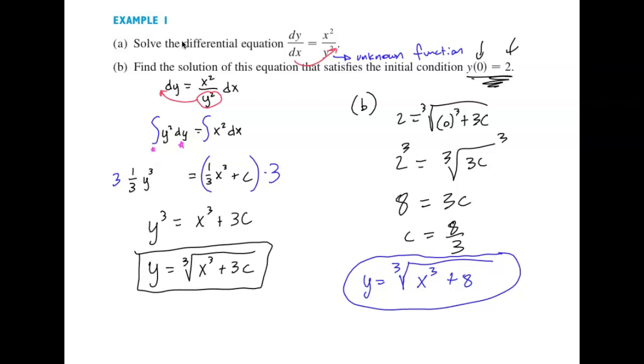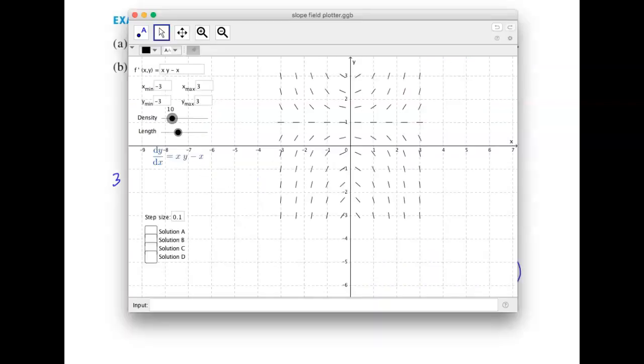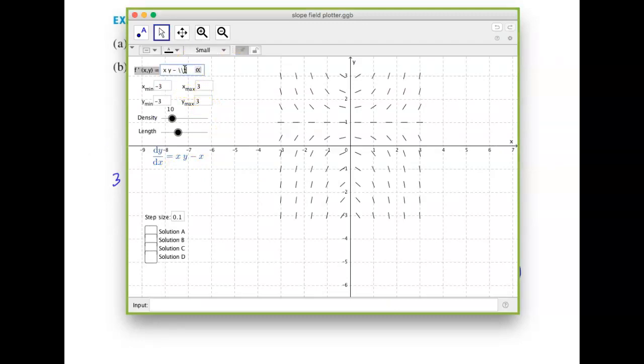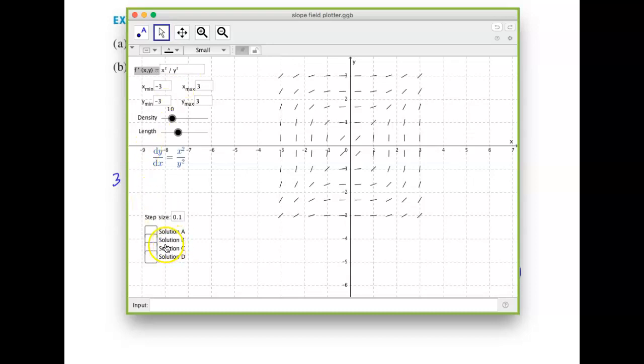All right. So there's our specific function. So let's look at this in our slope field. So our differential equation was dy dx equals x squared over y squared. All right, so it looks like that. And our solution was, let's see if it'll let me plot just a single point. So we had the point 0, 2 there.